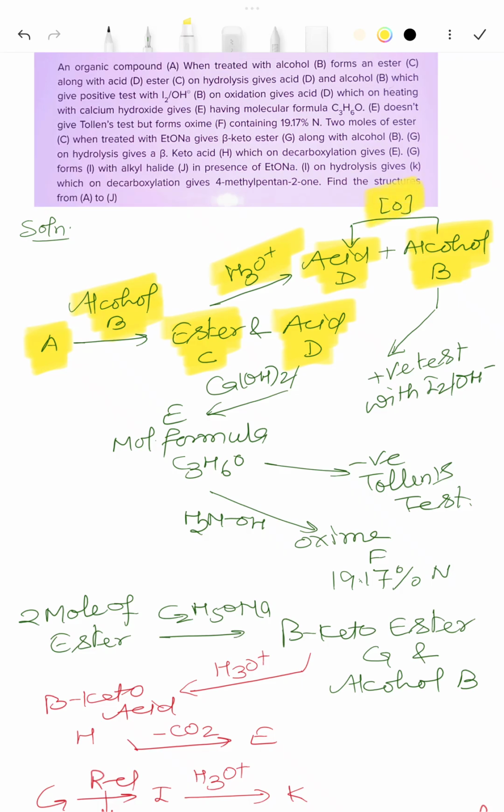Okay. And this alcohol gives a positive test with I2/OH minus. So this means this is the iodoform test. So here this means a 2-degree alcohol is present.